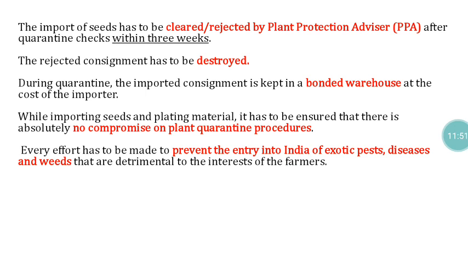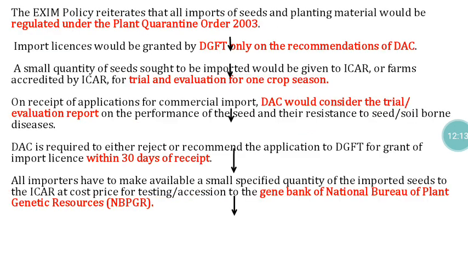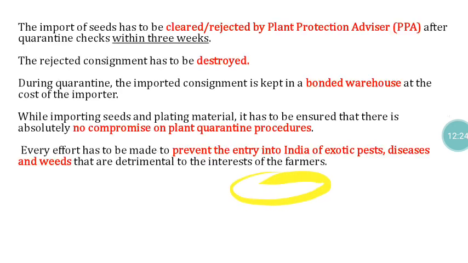Here we never compromise at the plant quarantine sites. We follow this strictly. That way only, we can prevent the introduction of any exotic pests and diseases into our country, and protect the interest of our farmers too. In addition, once the material is imported, a small quantity is given to the National Bureau of Plant Genetic Resources to be put in the gene bank. So these are all the things we have to follow in order to import material from other countries.